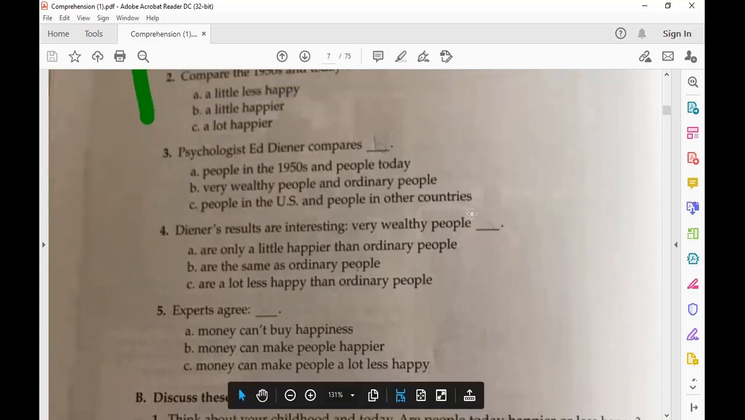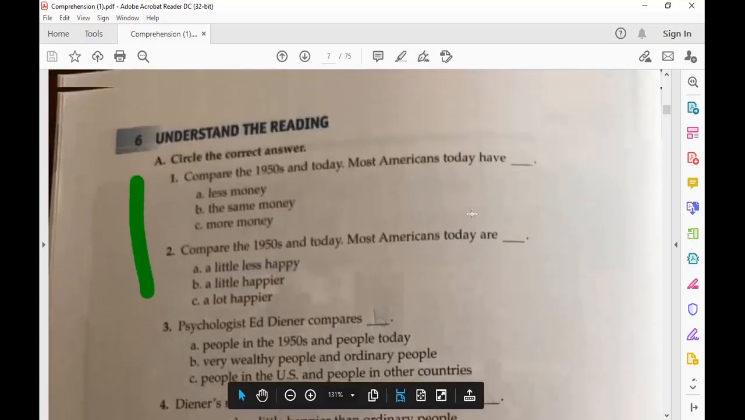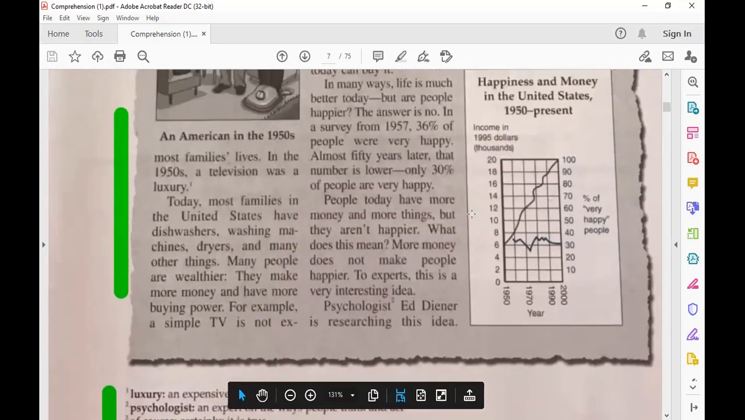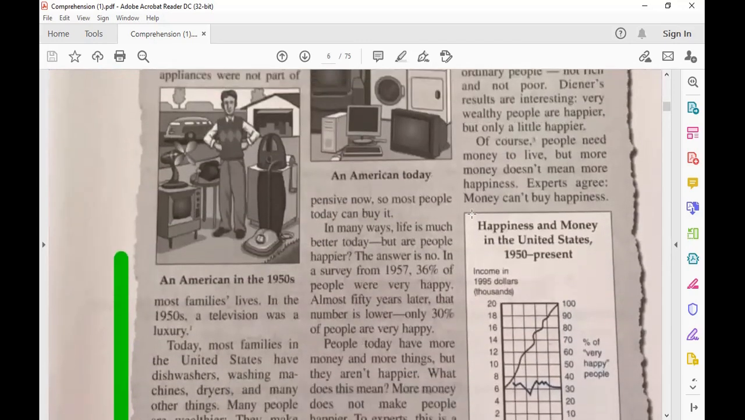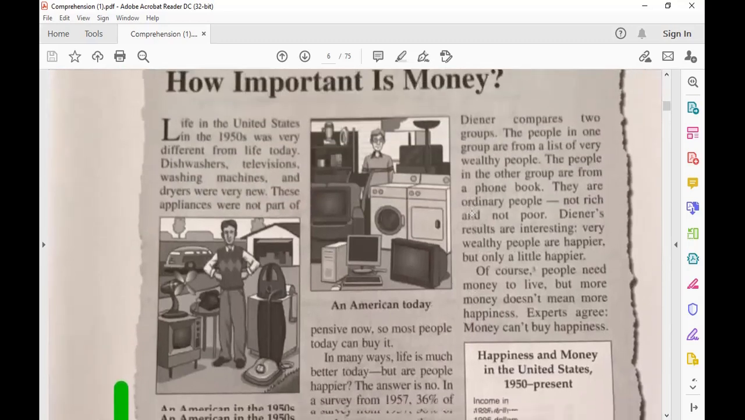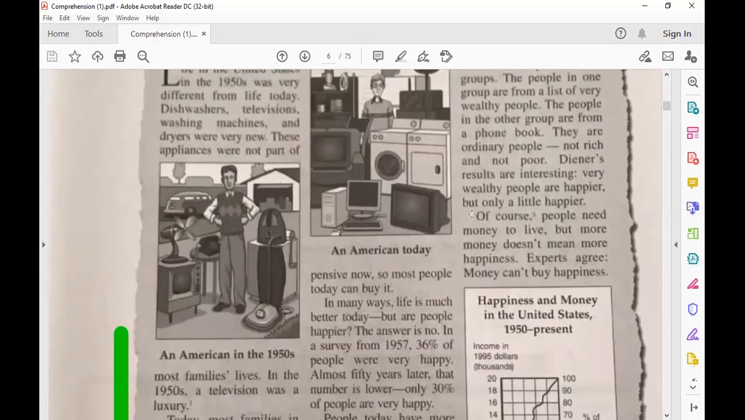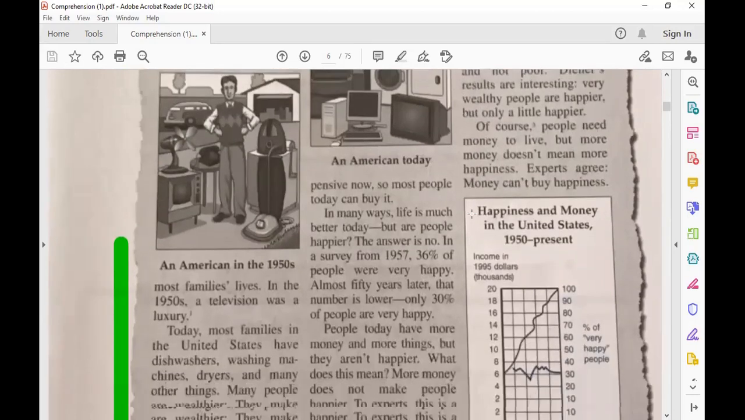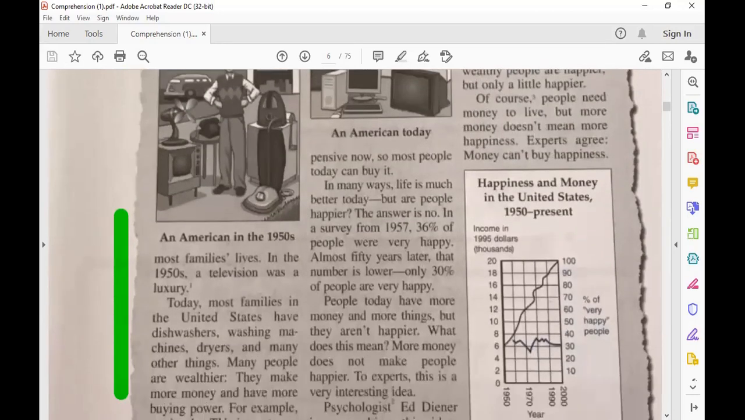Okay. Very good. Now we look for the keyword of expert. Experts above the chart. Money can't buy. Okay, very good. Above the chart. Very good.